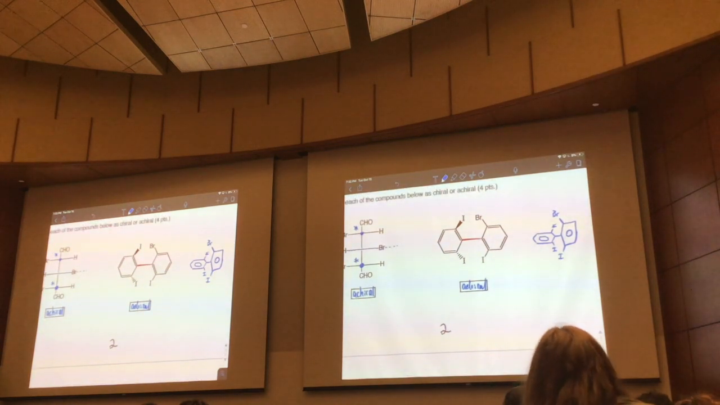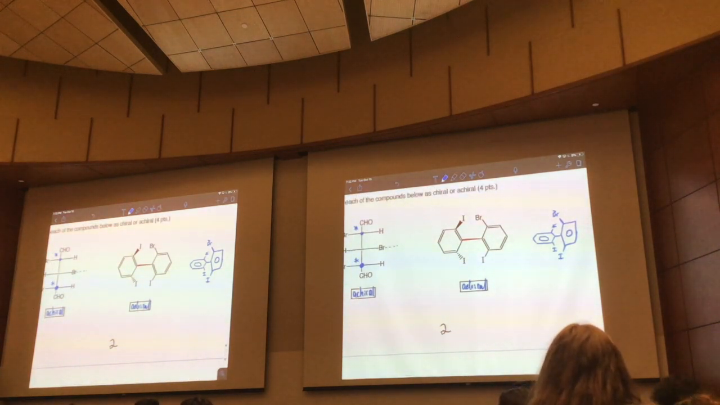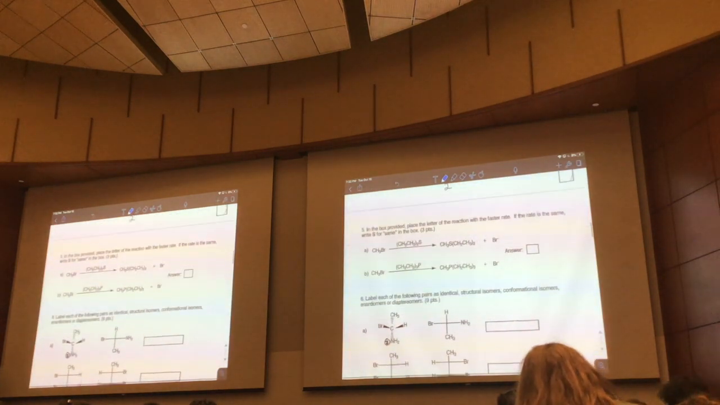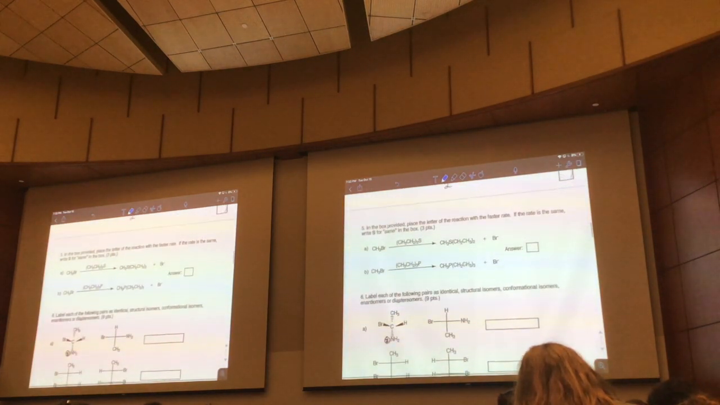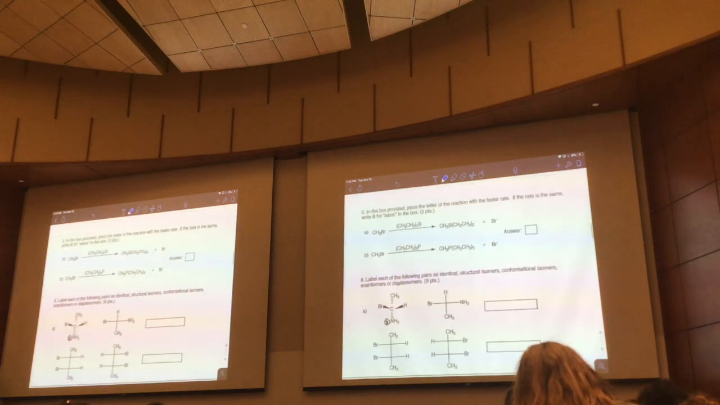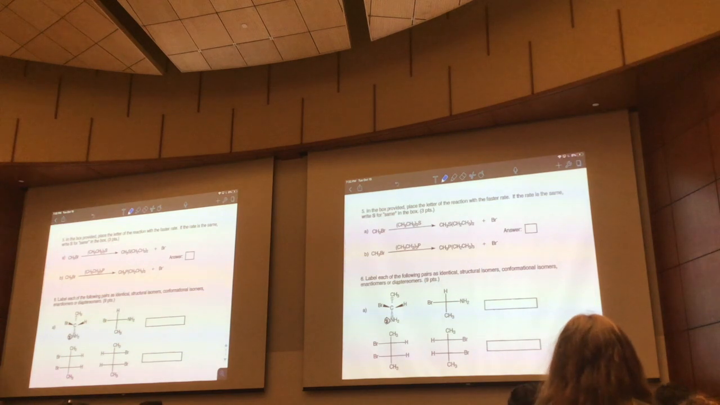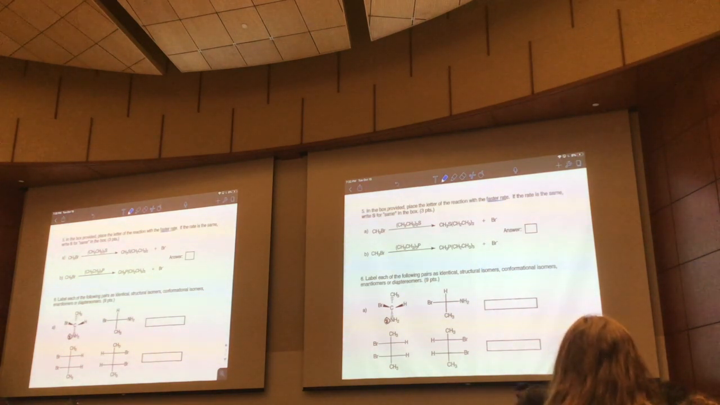What I just showed are really the only two examples of this problem you could possibly see. So if you see it, you're going to know how to do it. So that's good. That was the goal. All right. Let's go on to number 5. In the box provided, place the letter of the reaction with the faster rate. If the rate is the same, write S for same in the box.